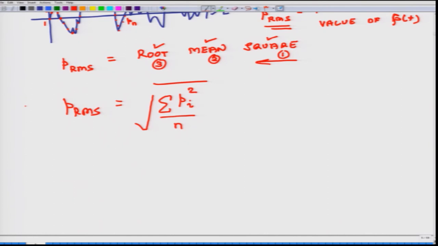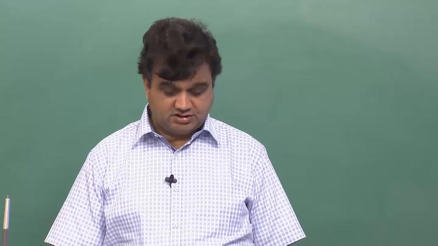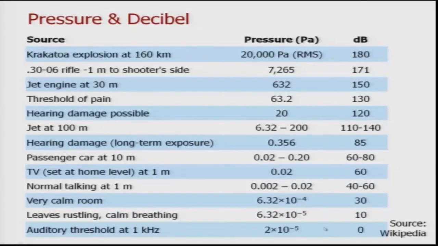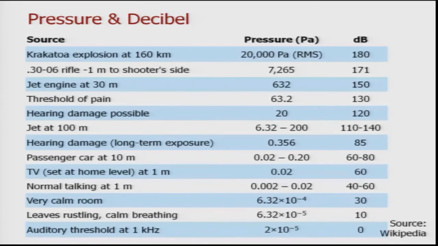So, this is important to understand. The next couple of slides I wanted to show you were related to the relationship between decibels and pressures. At auditory threshold, what is the pressure? 20 micropascals, and that corresponds to 0 decibels, because P RMS is 20 micropascals divided by P ref, 20 micropascals, log of 1 is 0. So, you get 0 decibels.